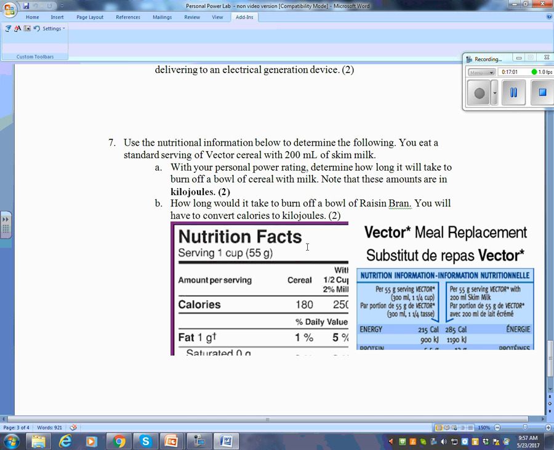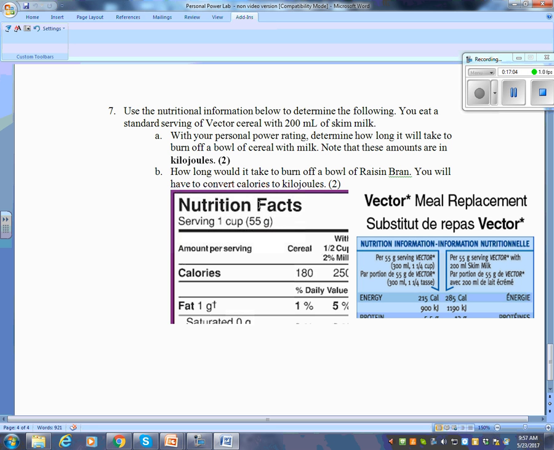Question 7 is looking up how much, with your personal power rating, determine how long it will take you to burn off a bowl of cereal with milk. Note that these amounts are in kilojoules. Here we have Vector in kilojoules. And then this one here is Raisin Bran. Raisin Bran is only listed as calories. So you're going to have to take this proportion, some grade 8 math, take that ratio and convert calories to joules.